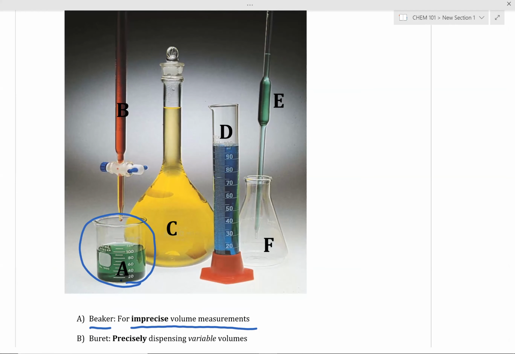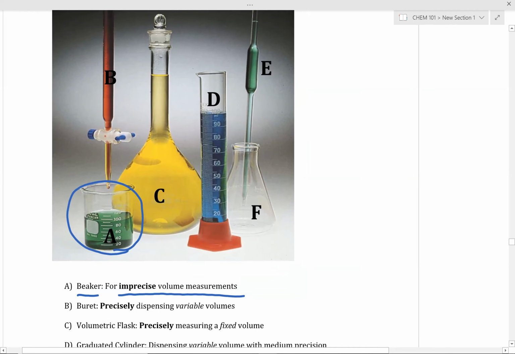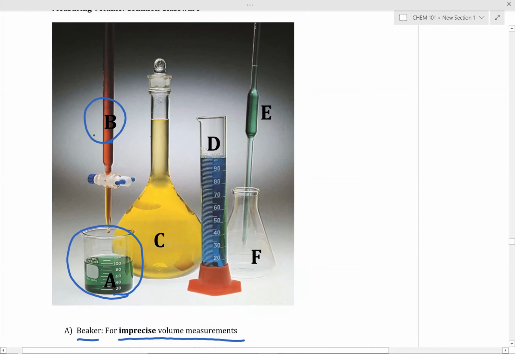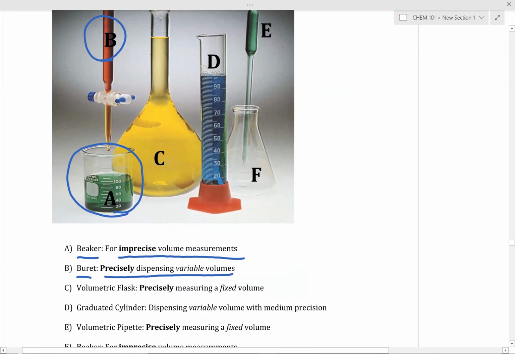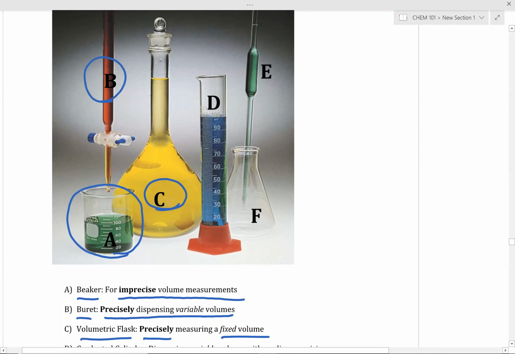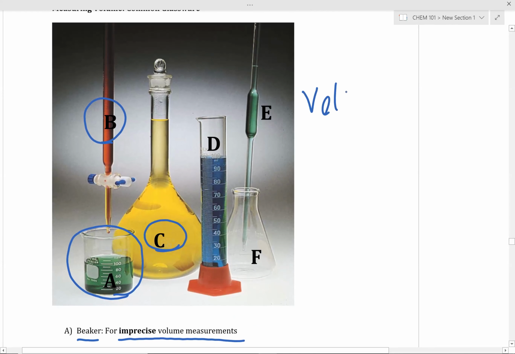A burette is a specialized piece of glassware for precisely dispensing variable volume. So the burette is shown right here. We'll see when we look at the tick marks for each of these graduated devices why a burette is more precise. C, this large yellow container, is our volumetric flask. It's for precisely measuring a fixed volume. So when you hear the word volumetric, what that's telling us is a fixed volume.